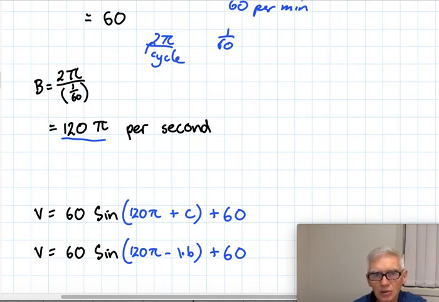So I hope you understood that one all right. Getting the pi, the cycle, amplitude, sideways shift, vertical shift, all the same. Go through it again, make sure you understand.